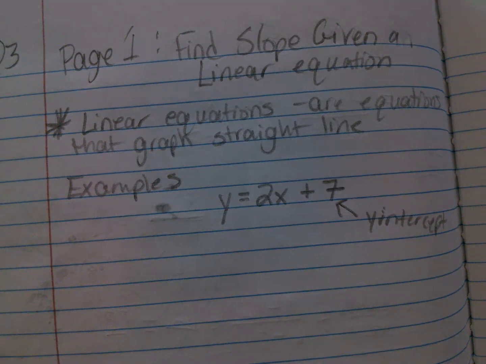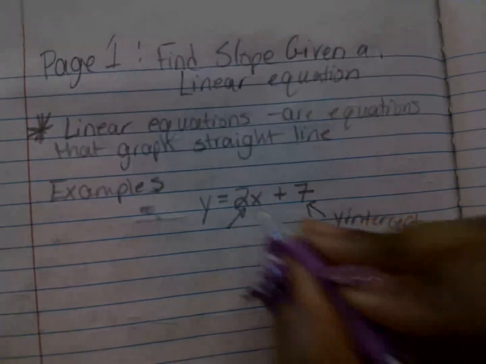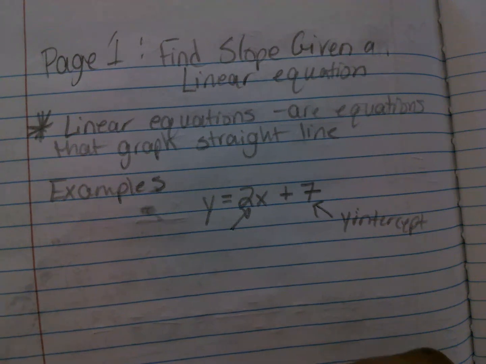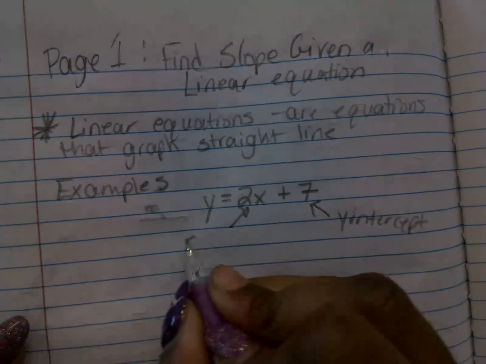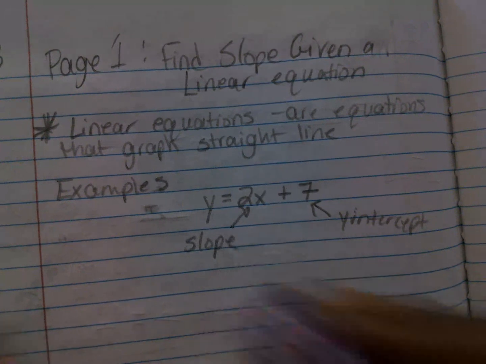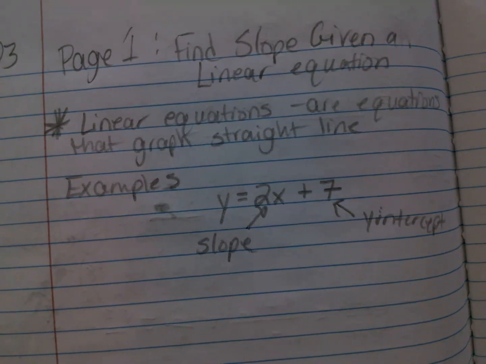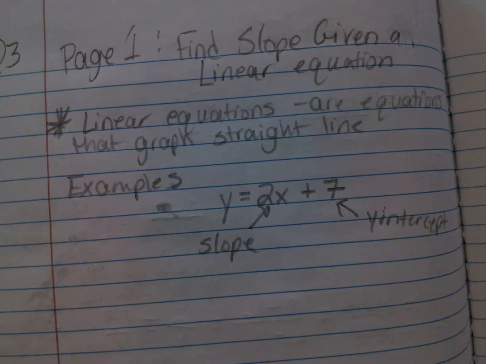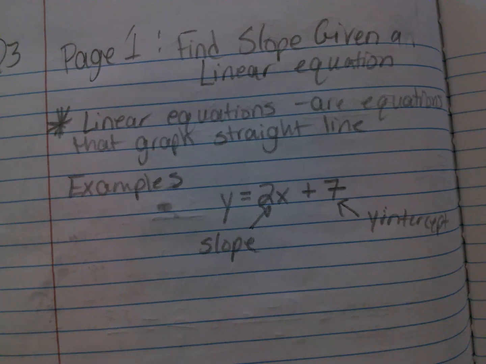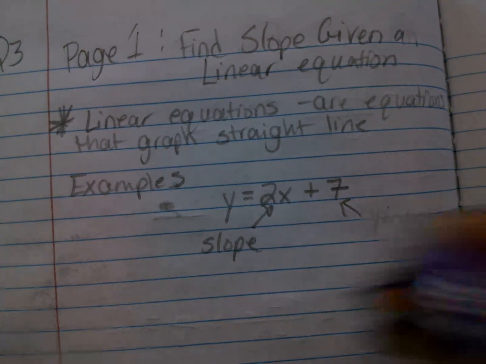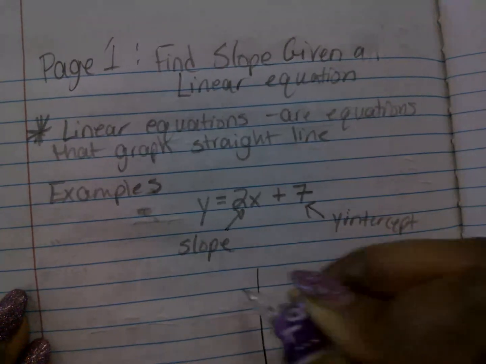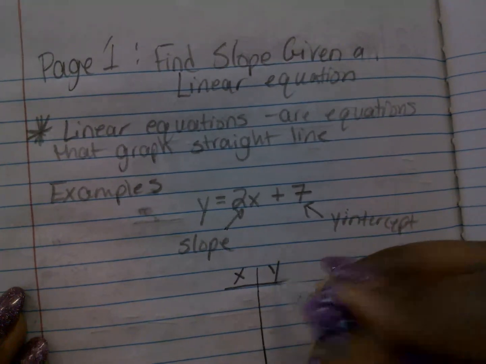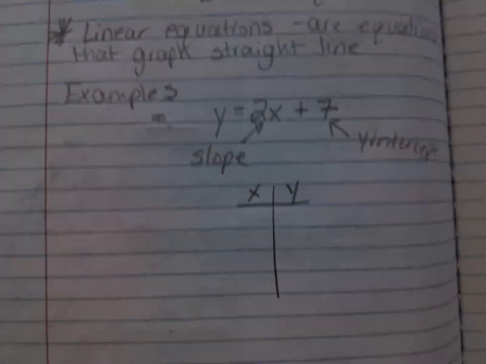Our slope is 2. That means that I'm starting at 7 and I'm going up by 2. Let's look at our table. Let's label this as slope. Okay, so let's do this. We got x, we got y. Please write this down.